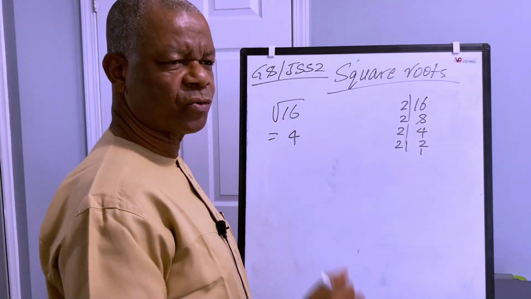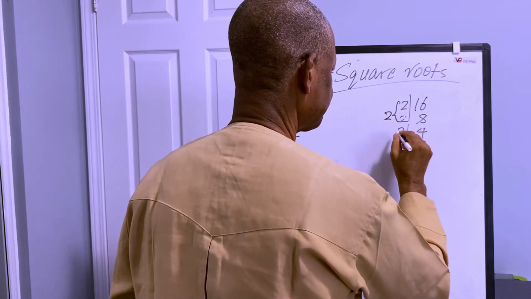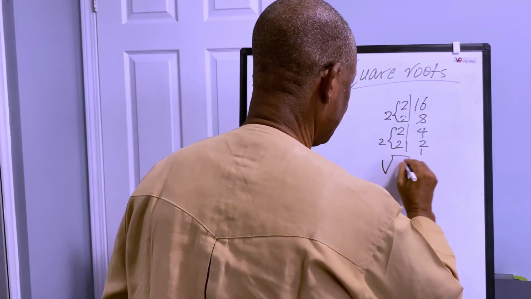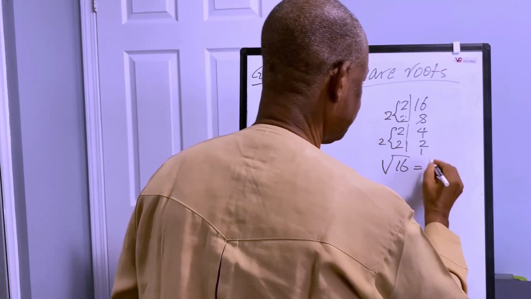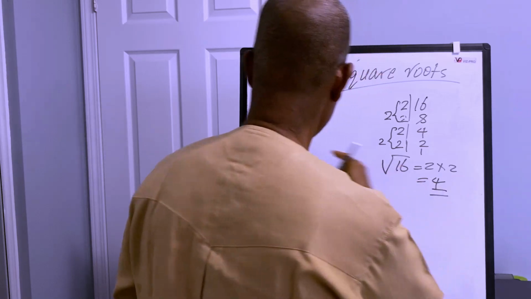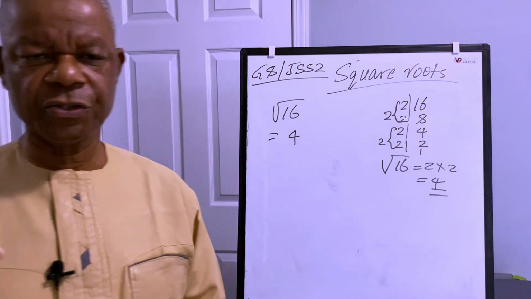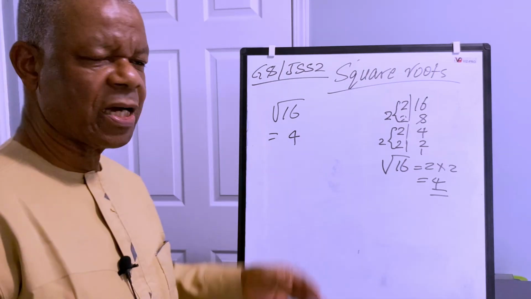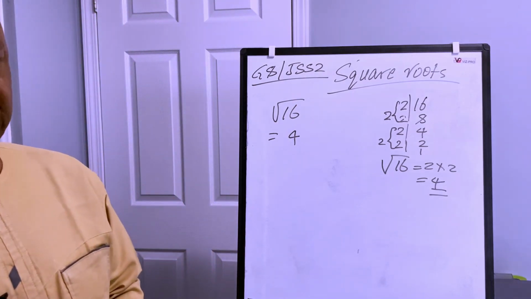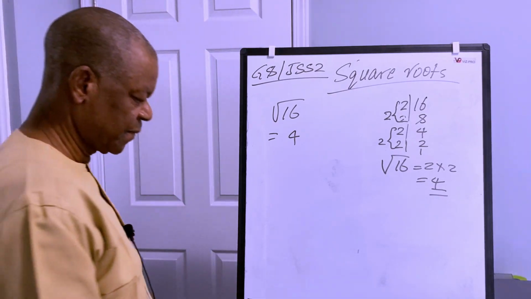We are talking of square root. It involves twos. So we now say that the square root of 16 is equal to 2 times 2, and that is the 4 we have here. Using the LCM continuous division to get your square root, it has to be going in twos because square root is 2. That is that. That is square root.